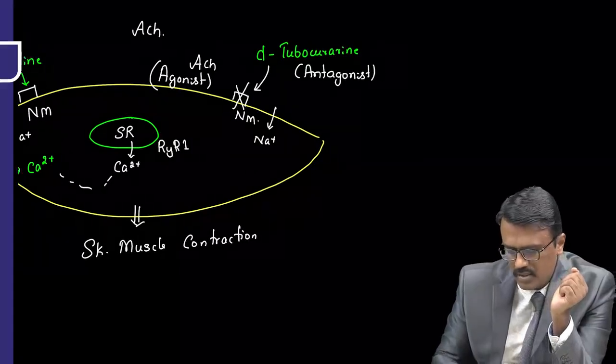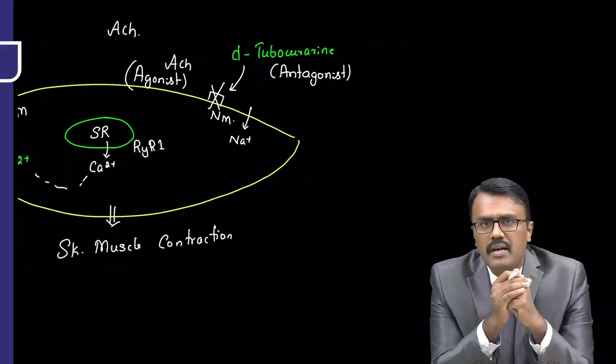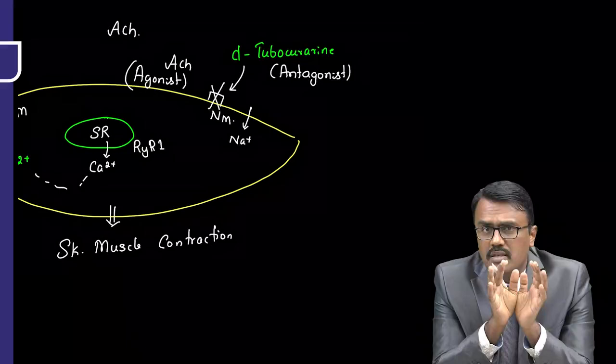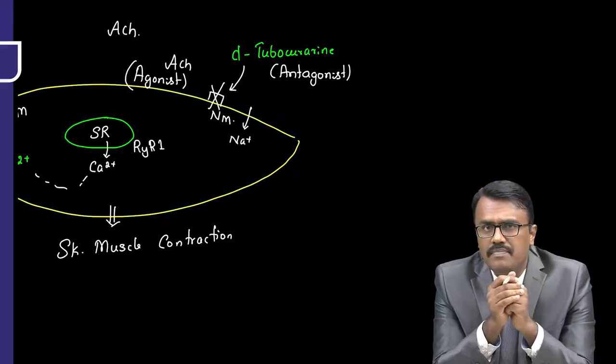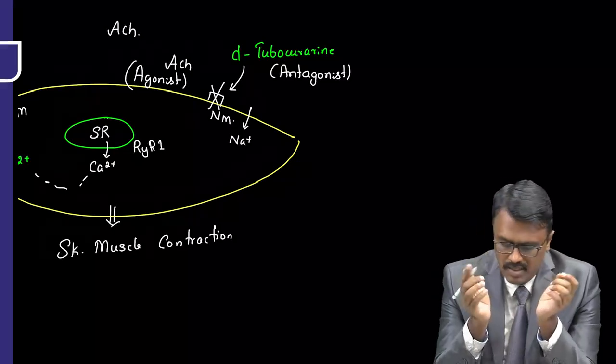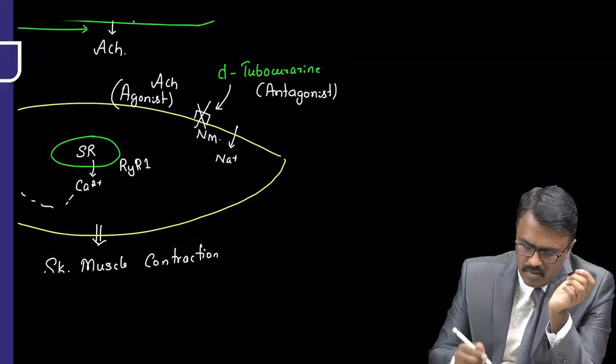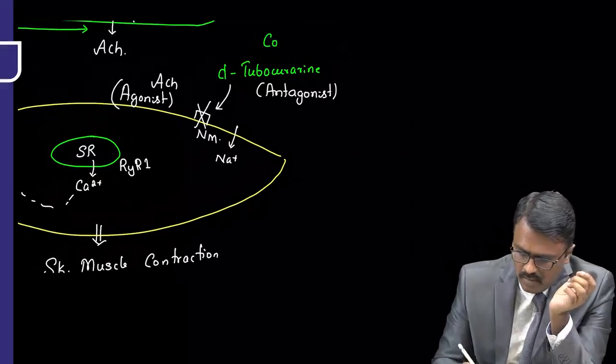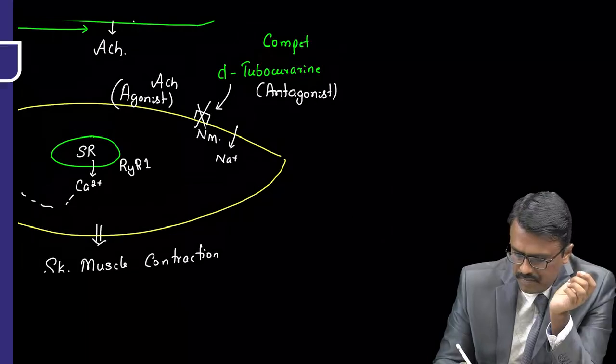Now the question here is, is D-tubocurarine stimulating the receptor? No, it is blocking the receptor. How is it blocking? Competitively. So it is competing with acetylcholine to block. So it is also called a competitive blocker.